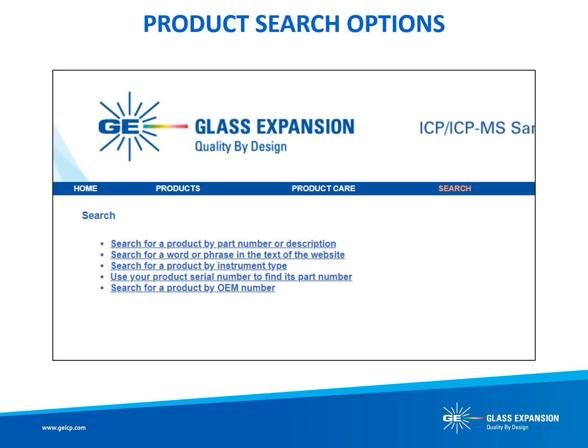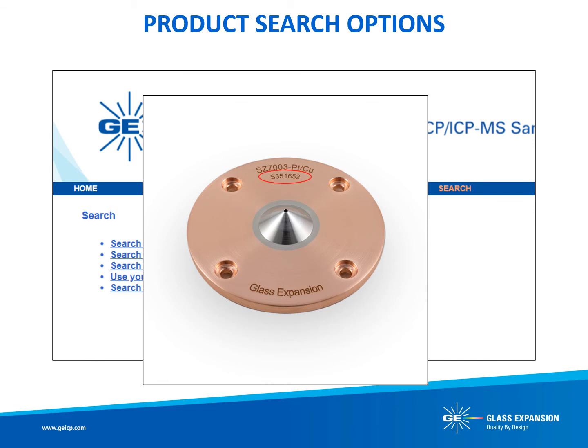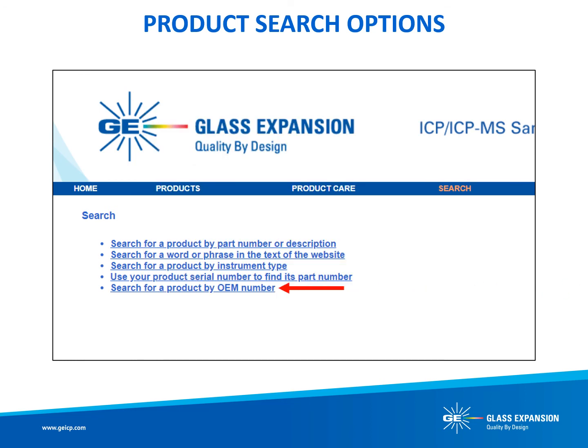There are also several different ways to search for a product on our website. You can always search by Glass Expansion part number or part description, but there are two other values that you may find helpful. If you don't know the part number or are unsure if you have found the correct part, you can always use the serial number that is etched onto many of our products, such as nebulizers, torches, spray chambers, and cones, to cross-reference the correct part number. Additionally, if you have an OEM part number, such as from Agilent, Thermo, or PerkinElmer, you can search by their part number to determine if there's a corresponding Glass Expansion part number.